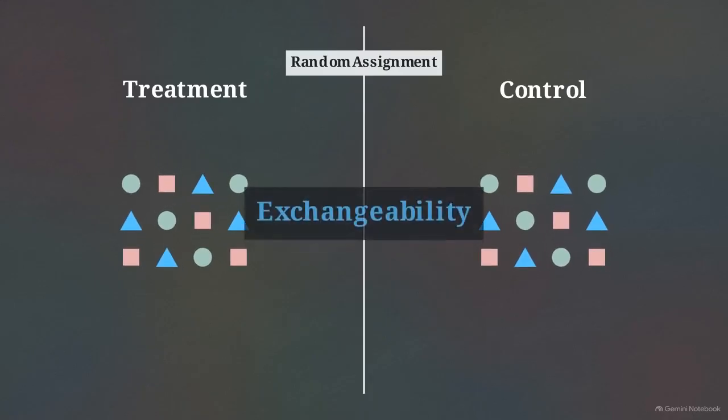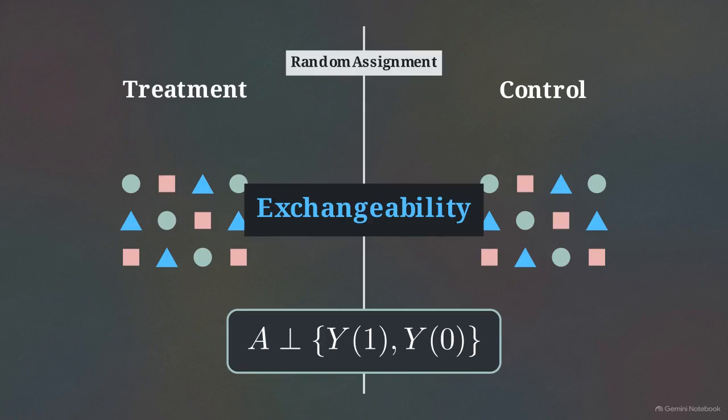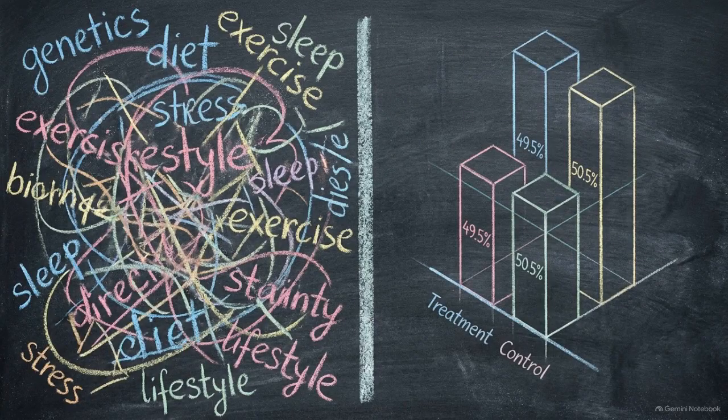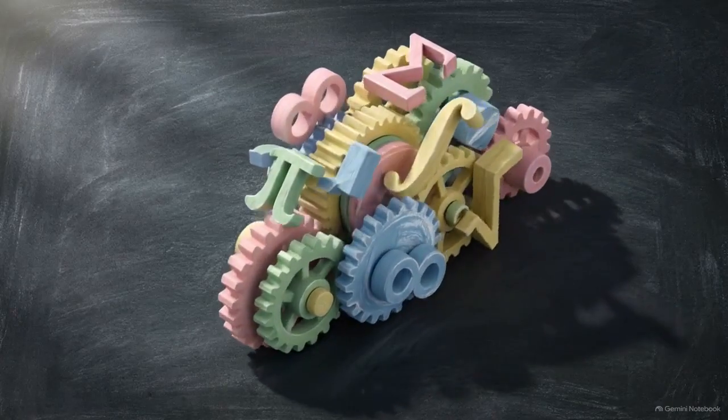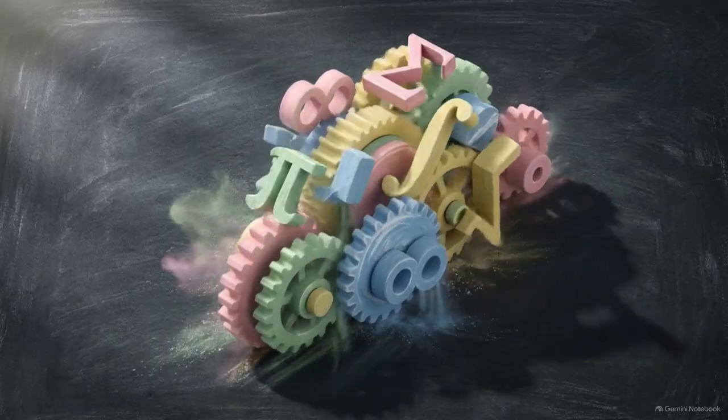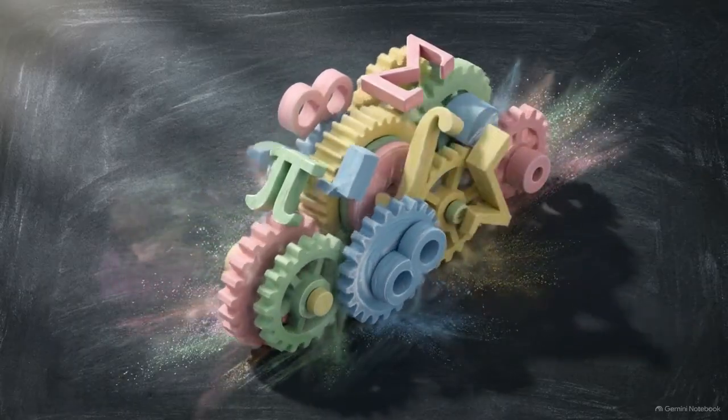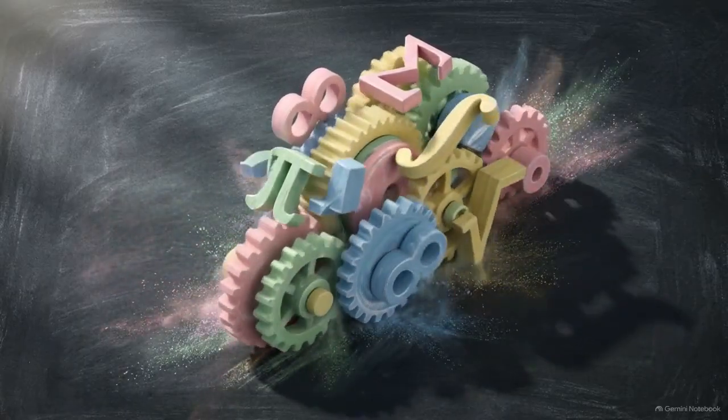We call this exchangeability. Random assignment makes treatment independent of potential outcomes. This means we don't need to measure every single baseline cause of an outcome. The random draw neutralizes the unmeasured variables, making the two groups highly comparable. Randomization is a physical, mathematical engine. It constructs the exact conditions we need to isolate and identify the average causal effect.